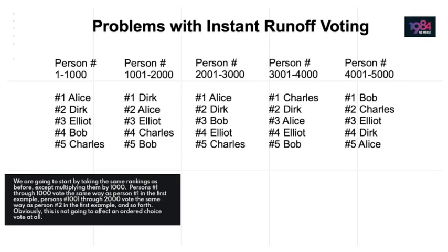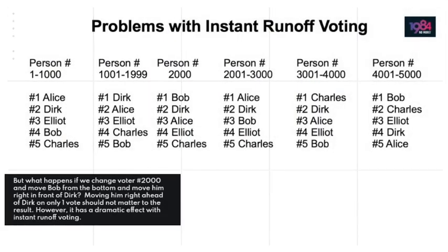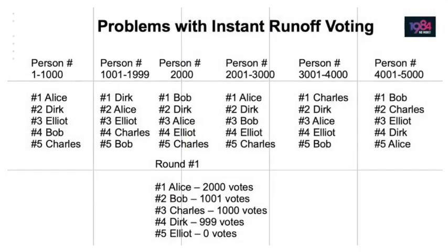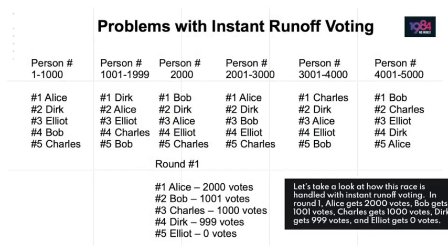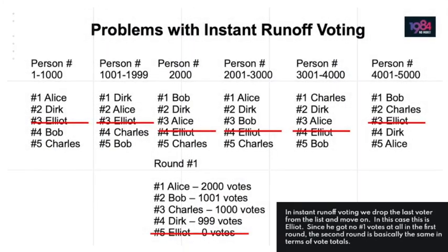Obviously, this is not going to affect an ordered choice vote at all. But what happens if we change voter number 2000 and move Bob from the bottom and move him right in front of Dirk? Moving him right ahead of Dirk on only 1 vote should not matter to the result. However, it has a dramatic effect with instant runoff voting. Let's take a look at how this race is handled with instant runoff voting. In round 1, Alice gets 2000 votes, Bob gets 1001 votes, Charles gets 1000 votes, Dirk gets 999 votes, and Elliot gets 0 votes. In instant runoff voting we drop the last candidate from the list and move on.